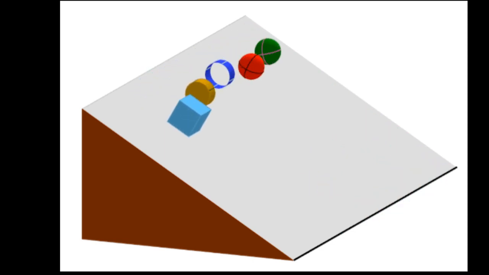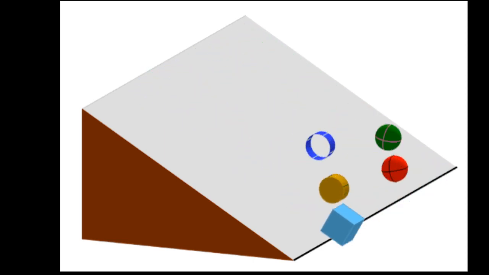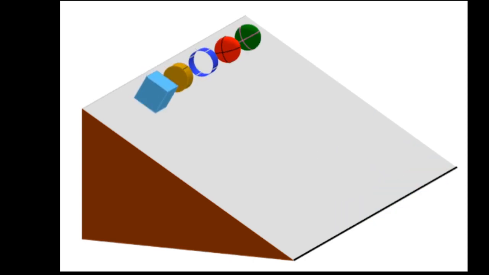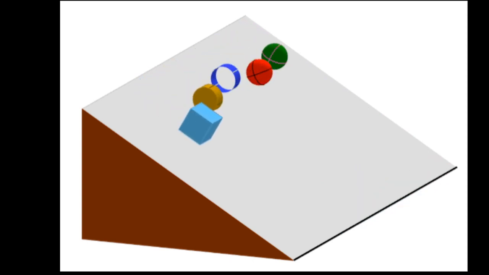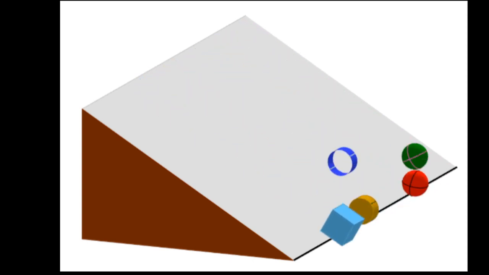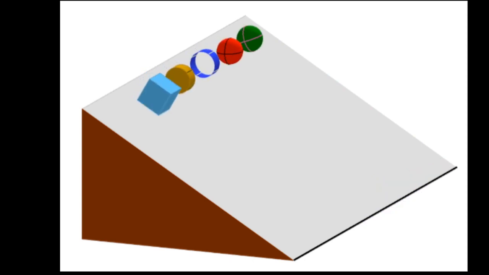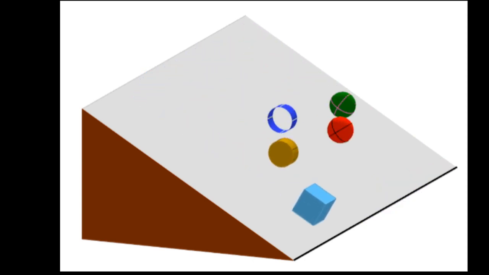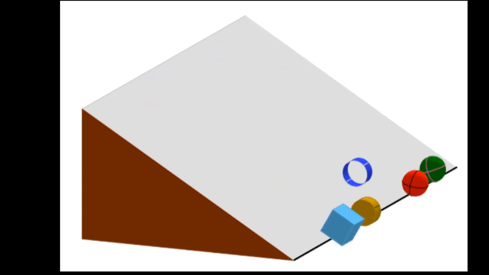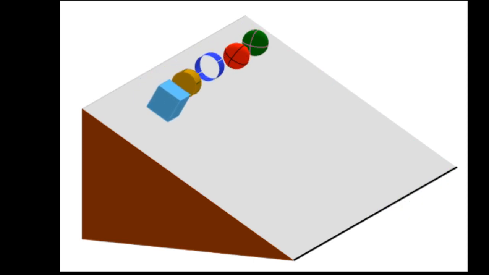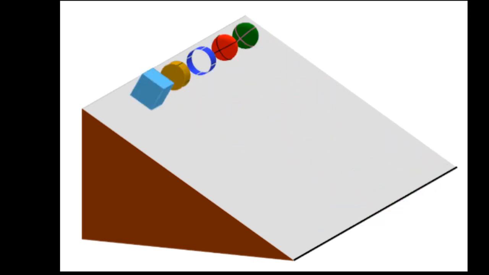The interface between the block and the ramp has no kinetic friction or static friction. The block should get to the bottom of the ramp first because it's putting all of the energy it's gaining from the gravitational field into moving forward. While we look at these other objects, the solid disk, the hoop, and then we have 2 spheres, and they're all arriving at the bottom of the ramp at different times. And that's all dependent on the moment of inertia.